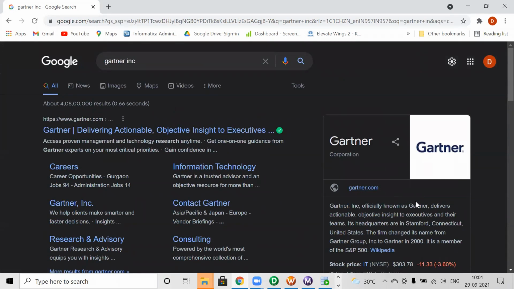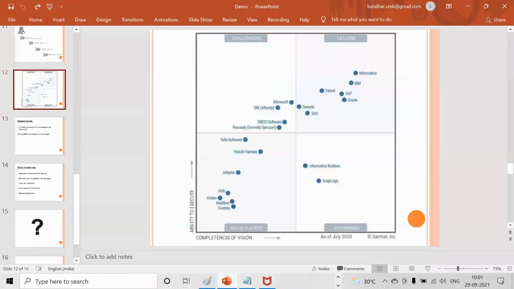All right. So what Gartner does is they do research on all available technologies and they give rankings. If you take databases, which database is best? If you take, let's say, BI tools, which BI tool is best? If you take ETL tools, which ETL tool is best? Like that, they give rankings. So if you see here, this is the Gartner Magic Quadrant given for ETL tools 2020.